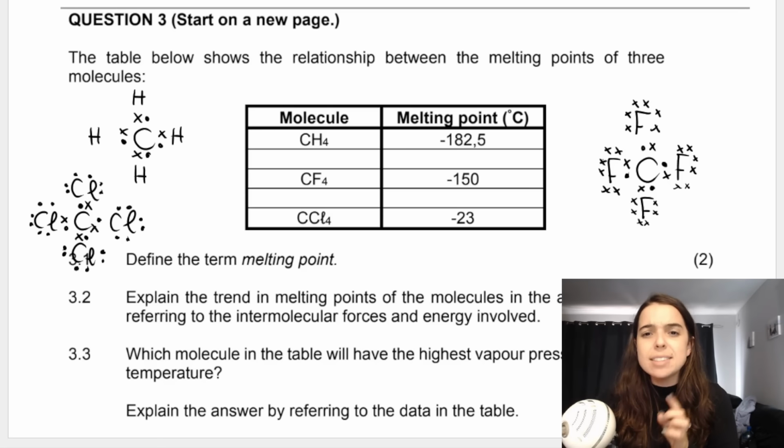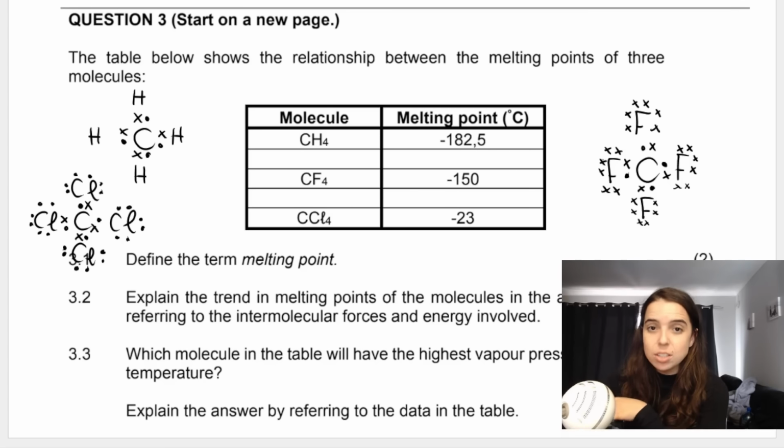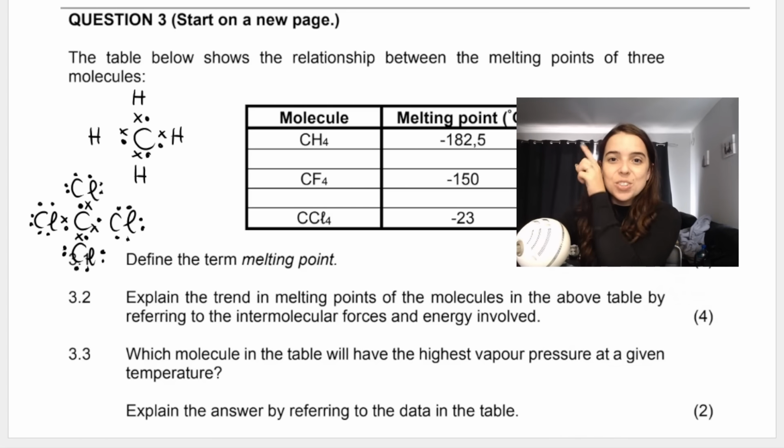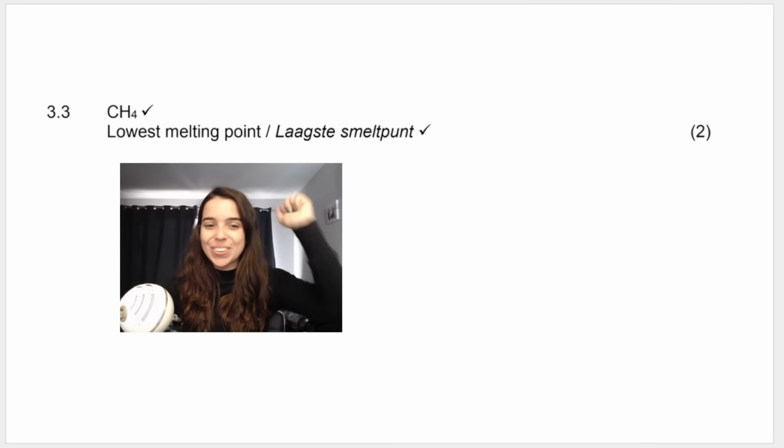Right, so which one has the highest vapor pressure? It will be the one with the lowest intermolecular forces or the lowest boiling point. So CH4. And that is how you would answer that question.